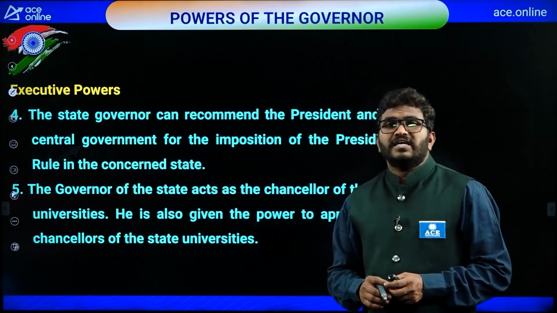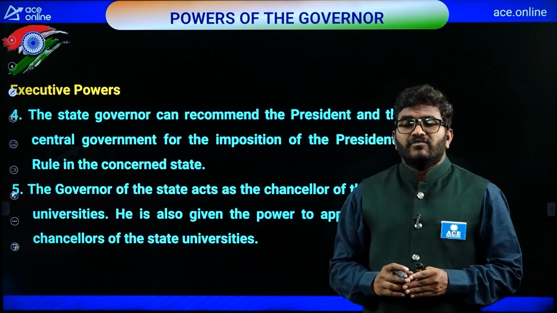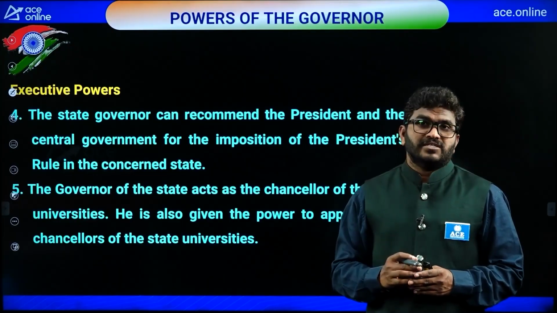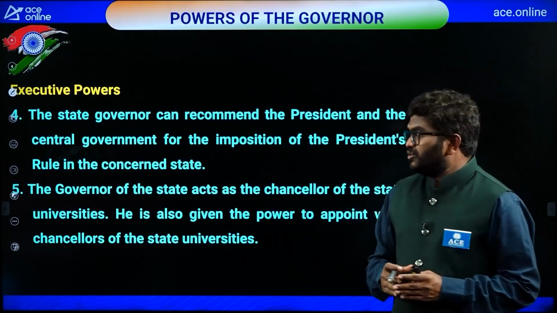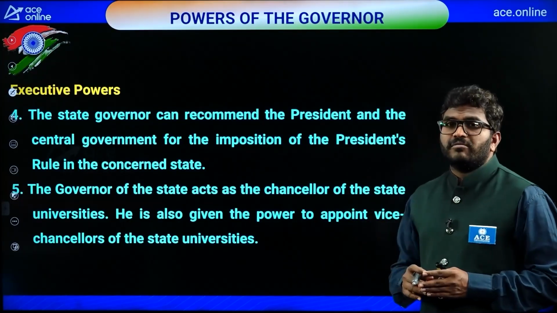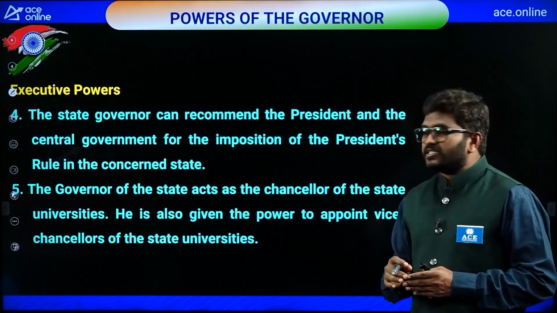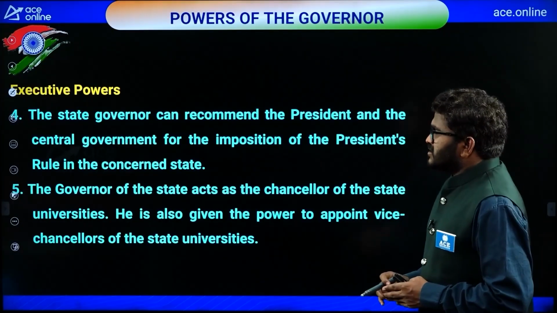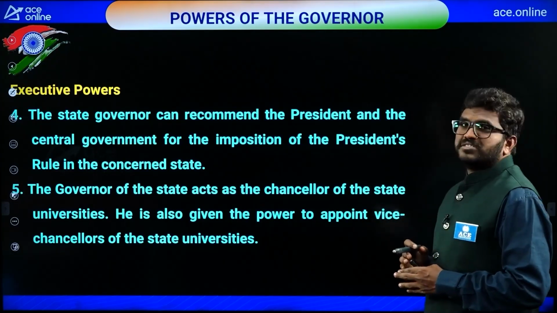So if there is any emergency in the state, the governor will recommend to the president the imposition of President's rule in the state. So the governor can recommend to the president and the central government the imposition of President's rule in the concerned state. Okay.